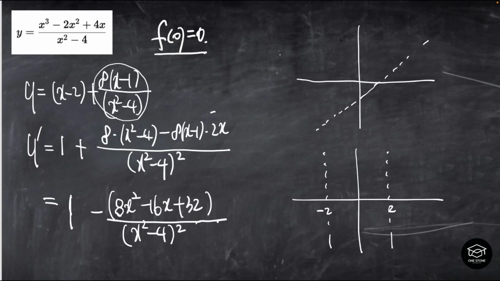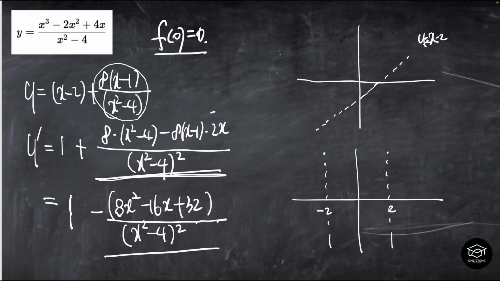Now we'll find the derivative to analyze the slope of the graph. We differentiate the simplified form y equals x minus 2 plus 8 times x minus 1 over x squared minus 4. The derivative of x minus 2 is 1. Now, applying the quotient rule to the fraction, we get y prime equals 1 minus 8x squared minus 16x plus 32 all over x squared minus 4 squared.